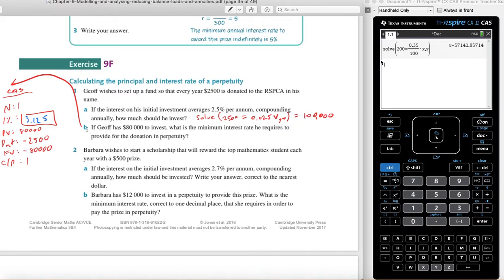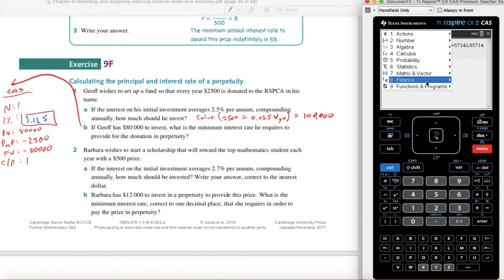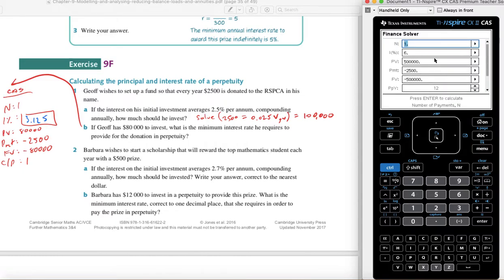In the next part, Part B, if Jeff has $80,000 to invest, what is the minimum interest rate he requires to provide for the donation in perpetuity? So this is where we use the finance solver again. So if I go finance, remember, one payment, we want to find out what the interest rate is. We don't know what it is. He's got $80,000 though. So I'm going to put in 80,000 here. And he wants to provide 2,500. It's a negative amount. This is coming out.